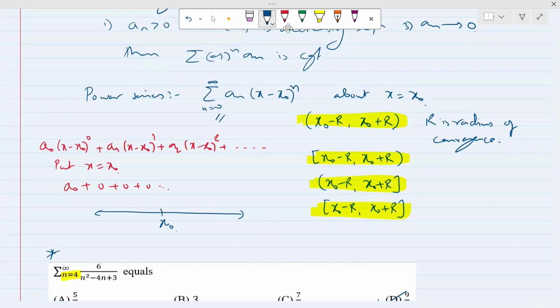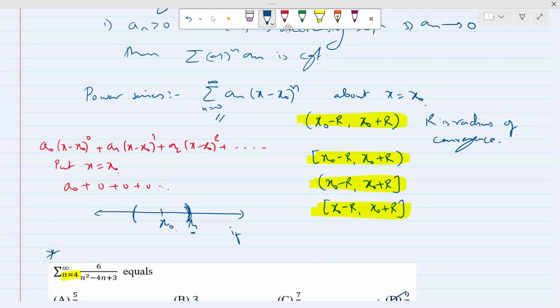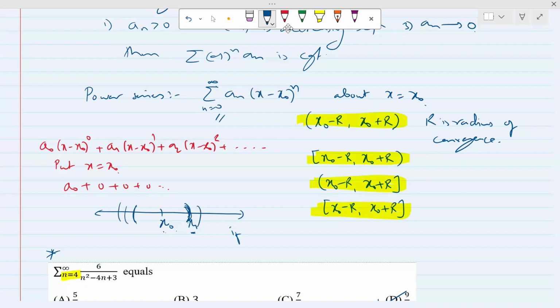And then we get one result which says that if your power series converges at some point x1 away from x naught, then you get an interval on which it converges. This is a result in the theory of power series, which says that if the power series converges at x equal to x naught, then you get an interval on which your power series converges around x naught.